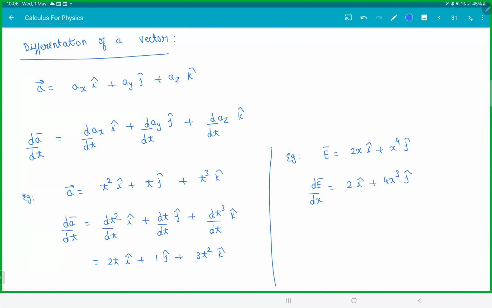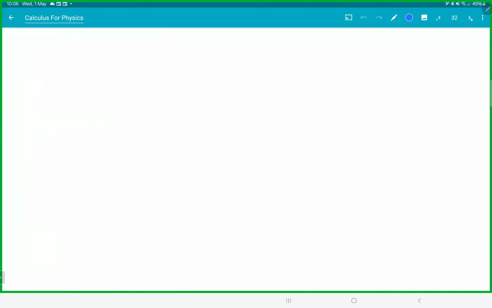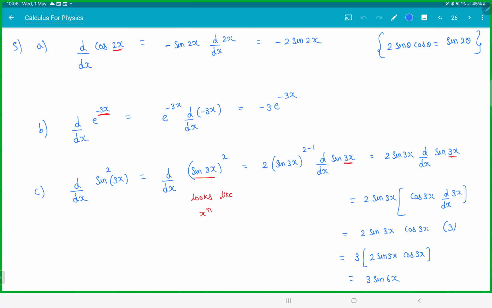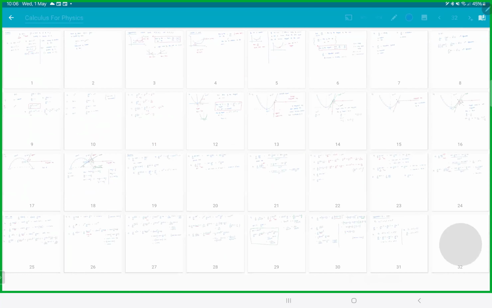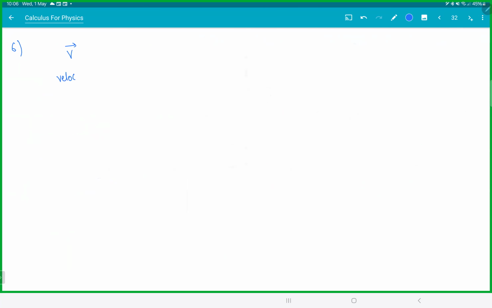Clear? Any doubts on this? So let me show you how they'll frame a question. Let's say we have v bar, which is a velocity vector, given by t square i cap plus 1 by t j cap. t is time.